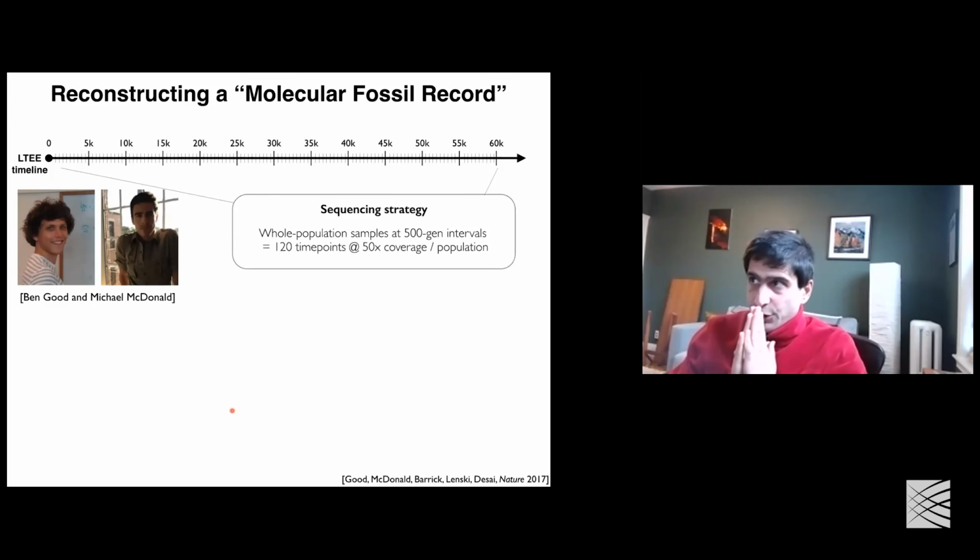So that's what happens in terms of the phenotypic evolution. You have this predictable pattern, which is characteristic across this experiment and many others.